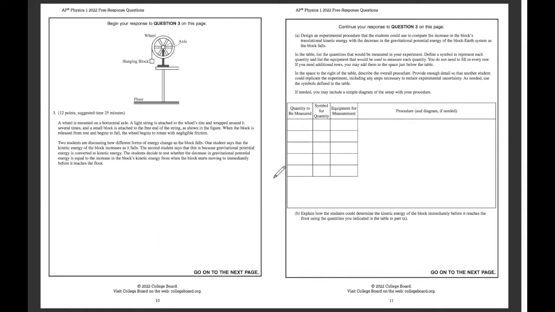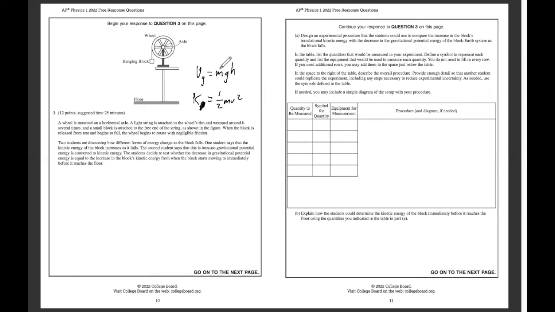All right, okay. So design an experimental procedure that the students could use to compare the increase in translational kinetic energy to the decrease in gravitational potential. Yeah, okay, so we have to describe our procedure and everything, steps necessary to reduce experimental uncertainty. Okay, this is easy enough then, I think, because we're trying to figure out things about gravitational potential energy, which is equal to just mgh. And we're trying to figure out things for kinetic energy, which is given by 1/2 mv squared.